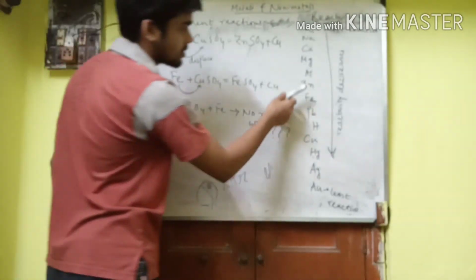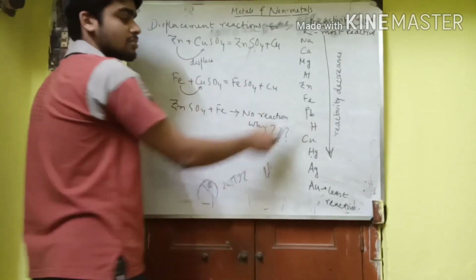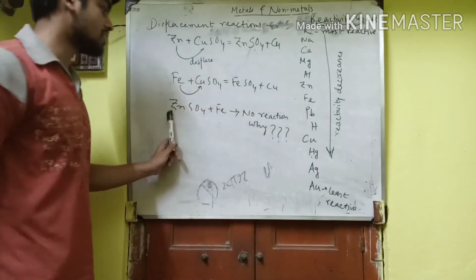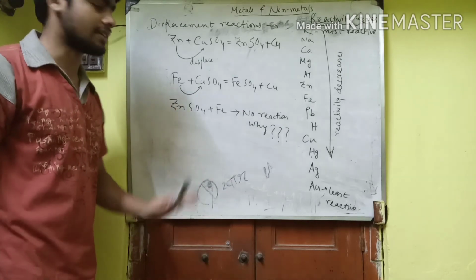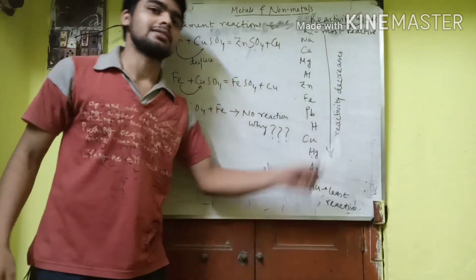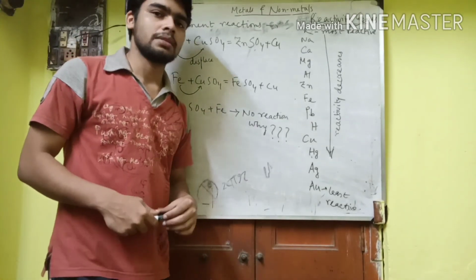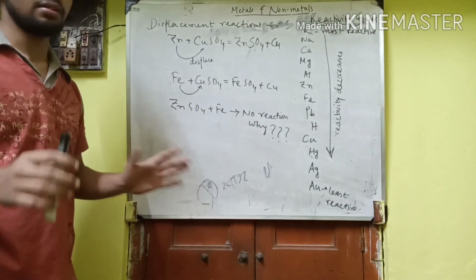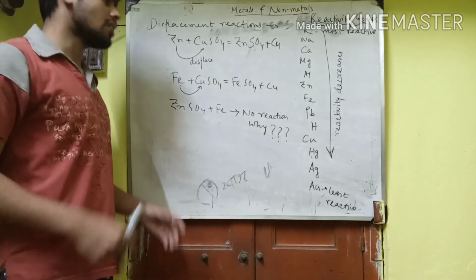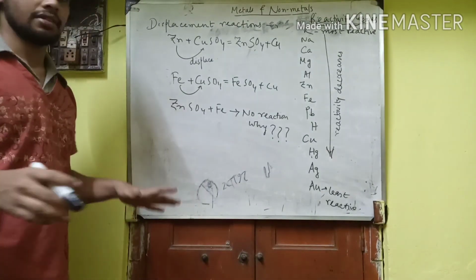So zinc and ferrous. Zinc lies just above ferrous. That means zinc is more reactive than ferrous. So ferrous cannot replace zinc from its compound because ferrous is less reactive than zinc. This is the rule for displacement reactions, and this is according to the series which is called the reactivity series. Okay, so these are the basic displacement reactions for class 8 standard. This is a very important part, and this series is also very important for various reactions.